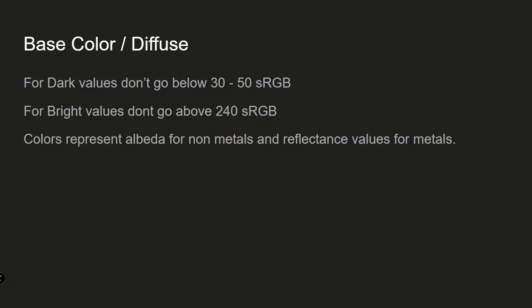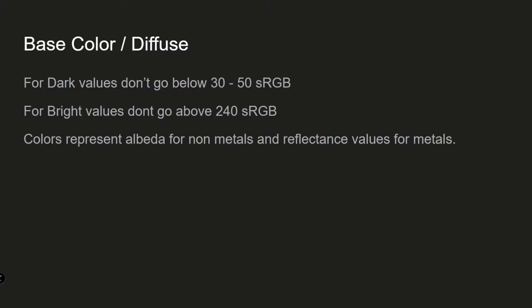The next thing you need to know is base color and diffuse. Anytime you're making materials, never go below 30 to 50 sRGB if it's a dark value. If you're making it black, it should never be completely black. Because what is complete black? Complete black means there's no reflection. It's just going to absorb all the light in. If you shine a light on a black object, none of the light gets reflected out. So that's what's going to happen in your engine. If you make it black, you're never going to have any light reflecting out.